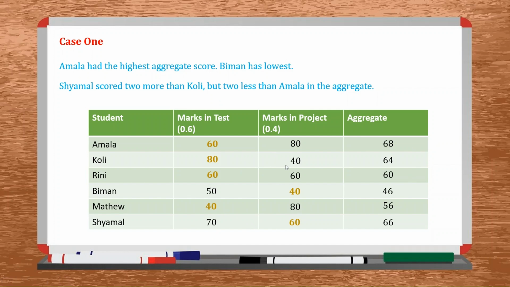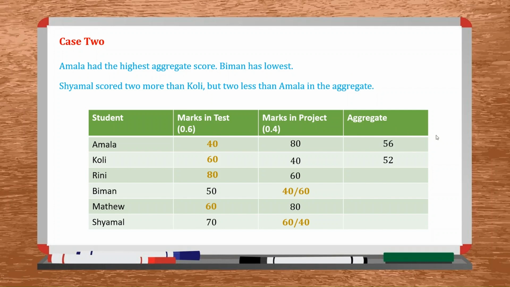Now let's solve it for case number 2. For case number 2, we have Amla's marks in test as 40, and then we have the corresponding values for the other students also. So similarly, I'll be calculating the aggregates now. For Amla, it comes out to be 56. For Kohli, it comes out to be 52.